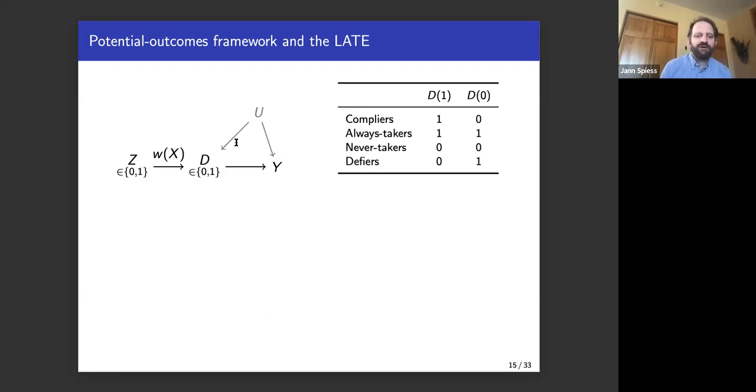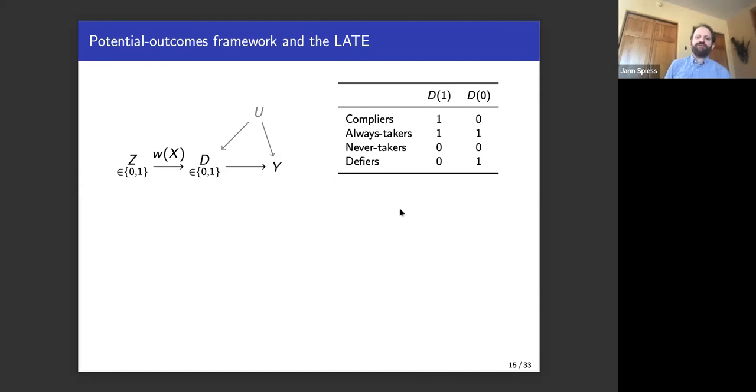So instead I'm running an IV regression, but I've now added one crucial part, which is a weight in that regression. And I'm assuming that I'm weighting by some function of X, which for now I'm taking as fixed, and later I will talk about estimating. I'm doing all this in a potential outcomes framework. So I write D(1) for the treatment status of those people who are assigned to treatment, who have Z equal to 1, and D(0) for the potential treatment of those people that are assigned to control.